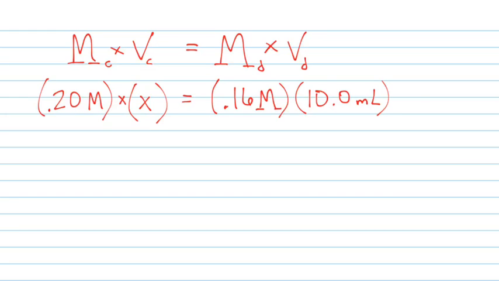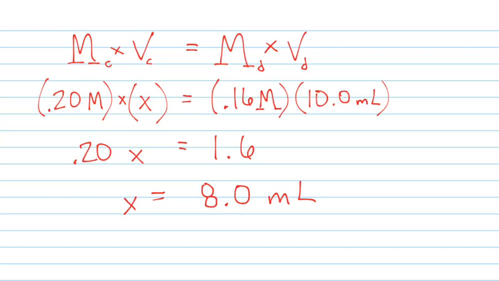All right, and then from this point, I can just simplify this and solve for x. 0.20x equals 1.6, I think. And then I'll divide. Of course, I know what the answer is because we already made this. It's going to be 8 milliliters. So I needed 8 milliliters of the stock solution.